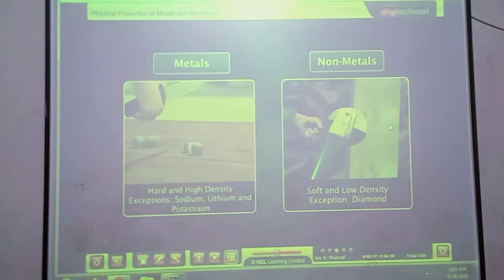One exception is given, that is diamond. We have read about diamond. It is the hardest substance. Okay. So how are non-metals? Non-metals are soft and of lower density. But there are exceptions, one exception is diamond. The graphite form of carbon is soft, whereas its diamond form is exceptionally hard because of its cage-like structure. Diamond cutting tools are used for cutting sheet metals.